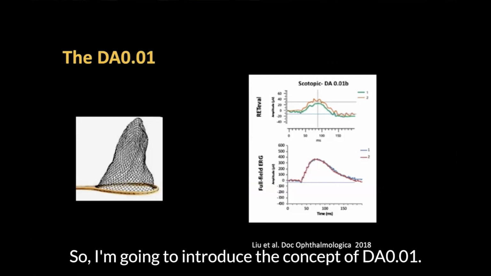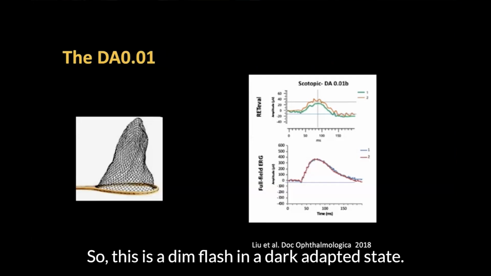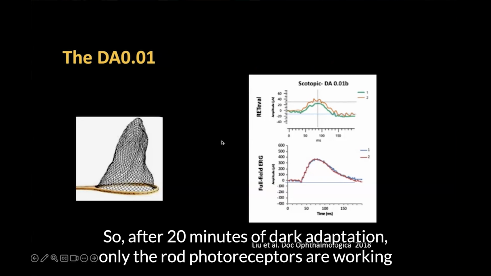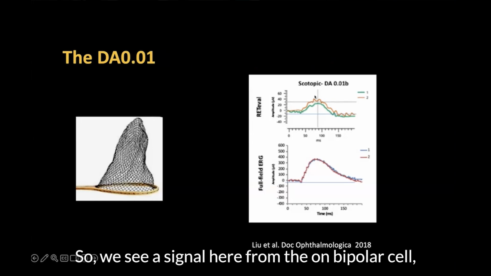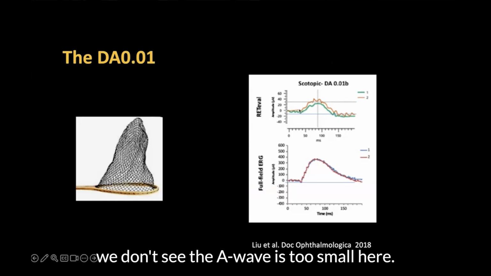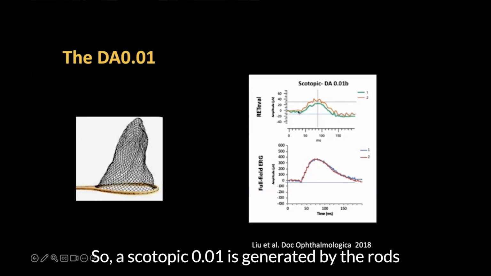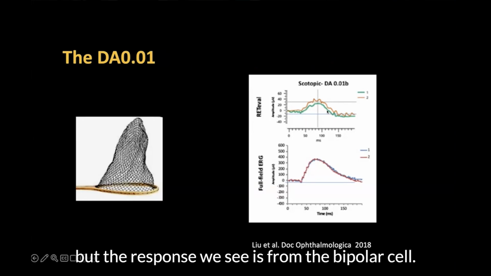So I'm going to introduce the concept of DA 0.01. So this is a dim flash in the dark adapted state. After 20 minutes of dark adaptation, only the rod photoreceptors are working, and they then transmit a signal to the on bipolar cells. So we see a signal here from the on bipolar cell. We don't see the A wave, it's too small here. So it's a scotopic 0.01. It's generated by the rods, but the response we see is from the bipolar cell.